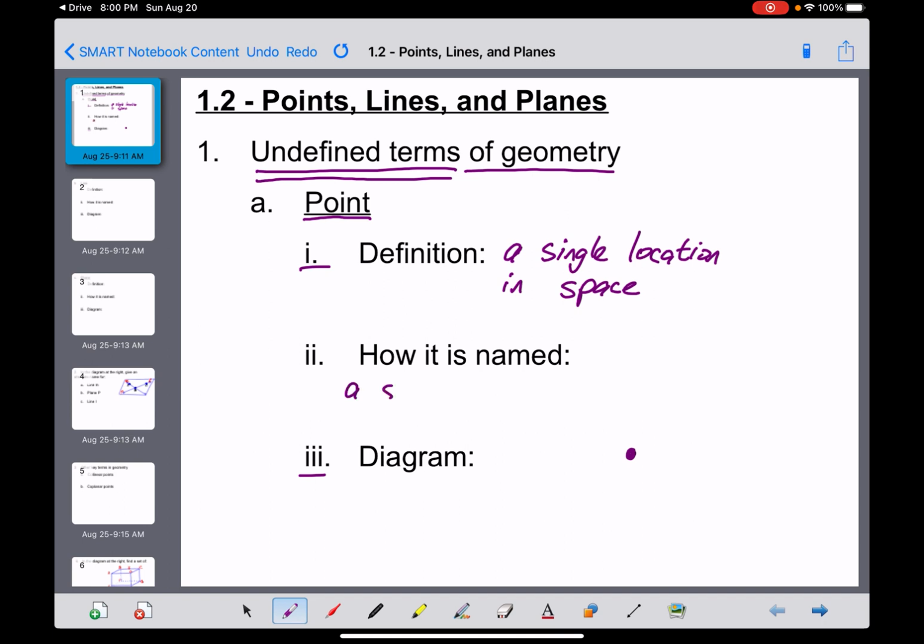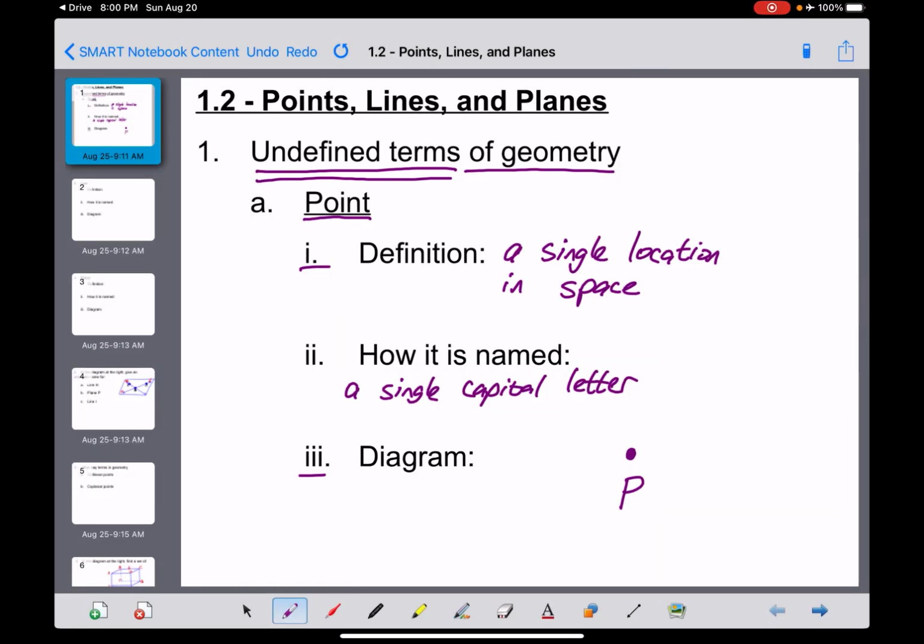Now we name a point. Let's write this one down. We name it with a single capital letter. It really can be any letter in the alphabet, and P is probably the most common one that we're going to use because P stands for point. So I've got point P right there, and there's not much to draw for a diagram here because it looks like that.